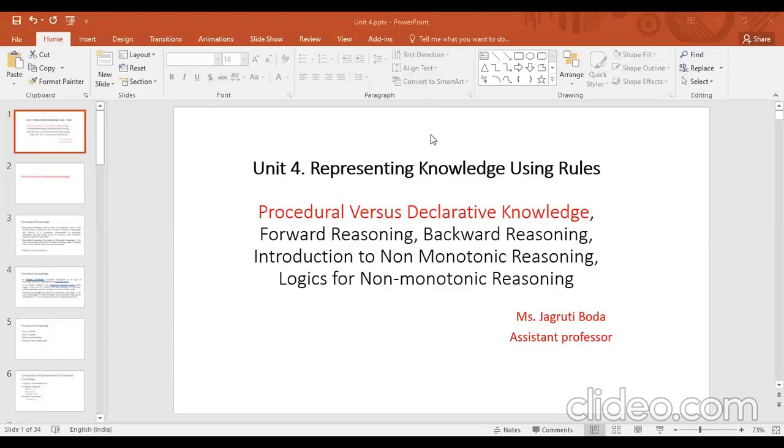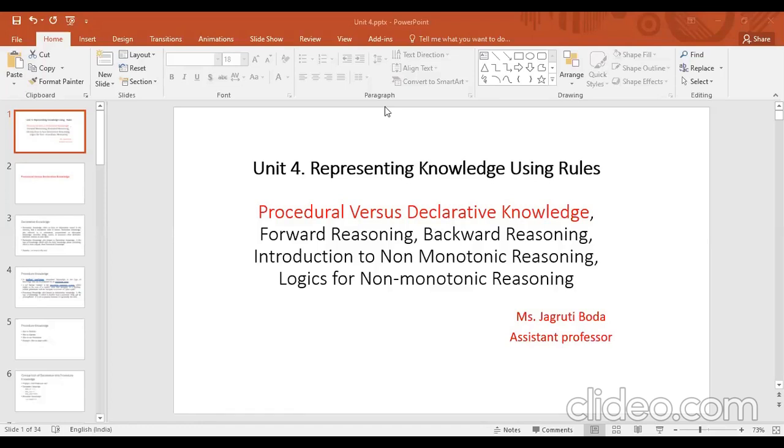Now we have already discussed all the topics of units 1, 2 and 3. The next unit is unit number 4, which is representing knowledge using rules. I hope you are clear on what knowledge, rules and facts are. Now we have to represent our knowledge using rules.